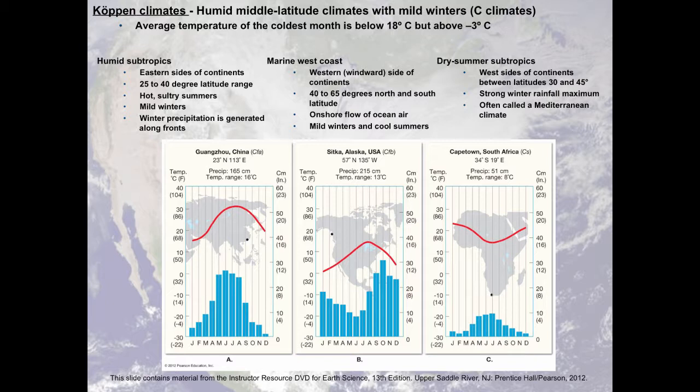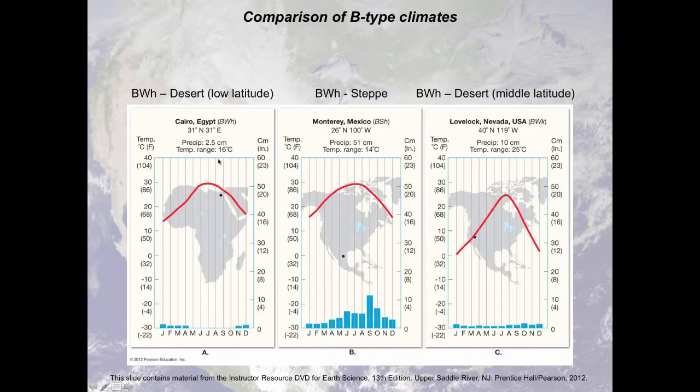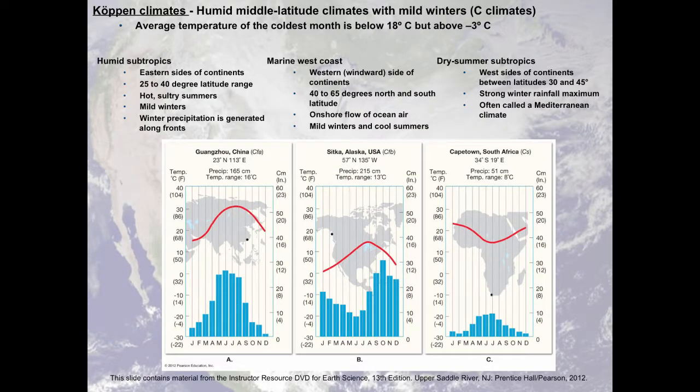You've got humid subtropics, so we're in this 23 degree latitude band, similar to the last plot we saw of the B type of the desert band, but this is a case where maritime tropical air masses tend to dominate. It tends to be on the eastern side of continents. In the mid latitude band of 25 to 40 degrees north, hot summers, mild winters due to proximity to coastal waters and the heat capacity of seas. And winter precipitation is generated along fronts.